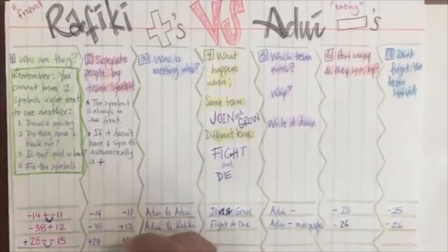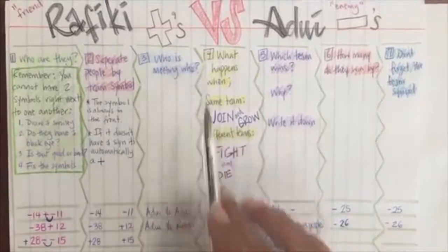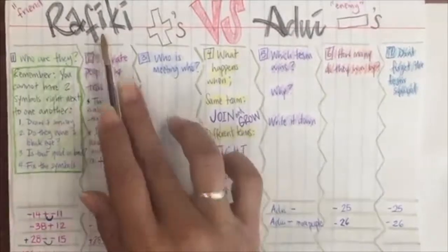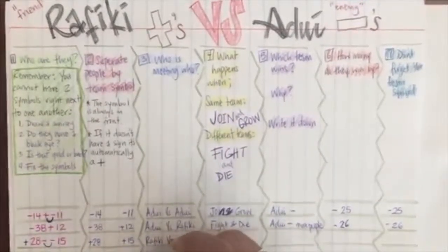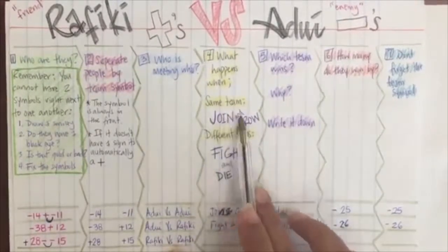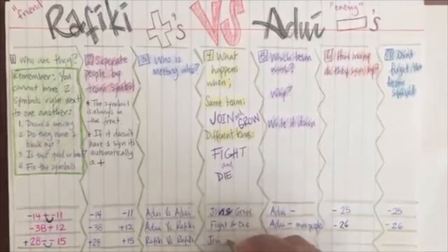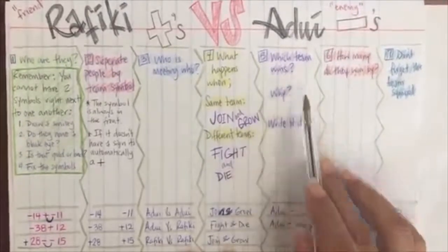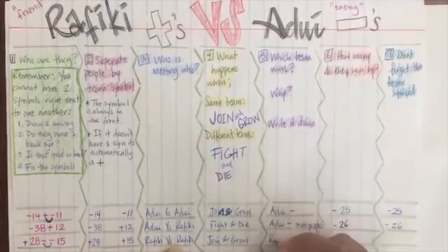And then positive 15. And then who's meeting who? Rafiki is meeting Rafiki because they're both positive. What happens when Rafiki meets Rafiki? It's the same team. So they're going to join and grow in number. Okay, which team wins? Obviously Rafiki because they're the only team there.